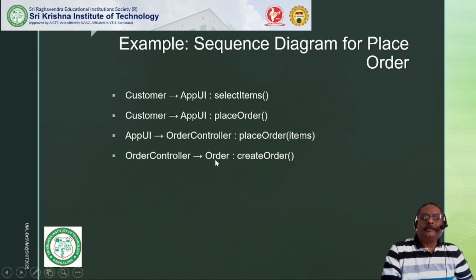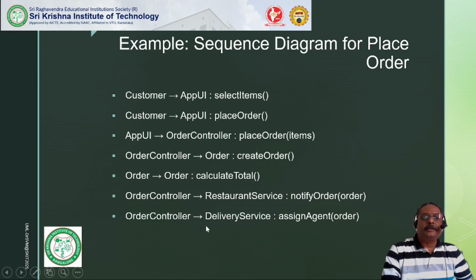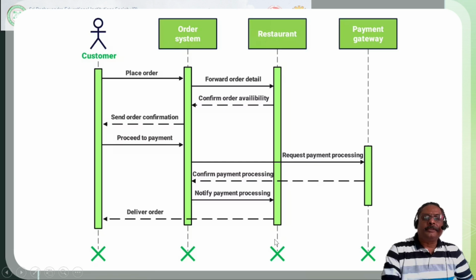Then the order controller will send a message to the order to create an order. Then the order is asked to calculate the total, and then the order controller will send information to the restaurant service. It notifies what order is confirmed by the customer, and the order controller will forward a message to the delivery service to assign an agent for the given order. And then the order controller sends back to the app UI to show confirmation. So it's a simple way we can look at it.